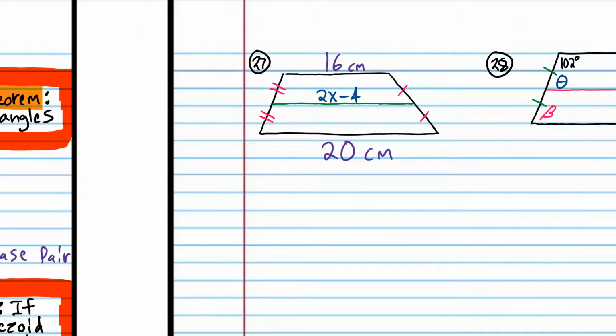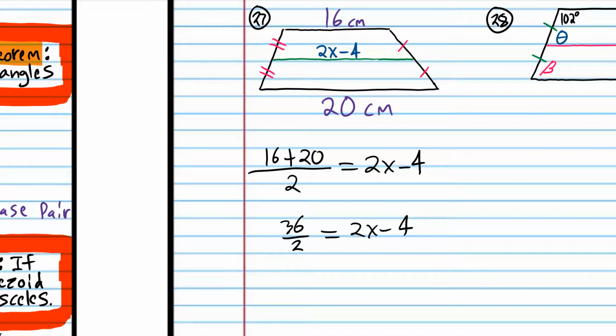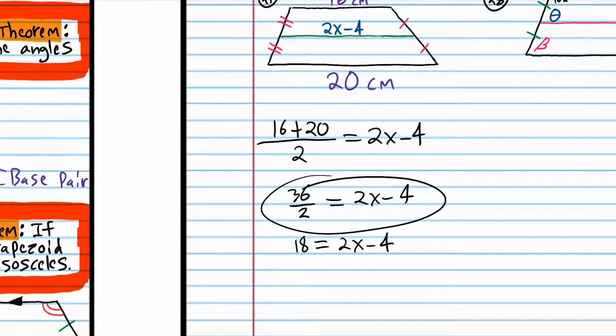So we know that the sum of the base lengths, divided by 2, must be equal to the length of the midsegment, which we're told is 2x minus 4. So we're just going to add these up. 16 plus 20 is 36. And 36 divided by 2 is 18. You didn't really have to show this intermediate step. You probably could have just gone straight to 18. And do all the math on that, and we get x is equal to 11.